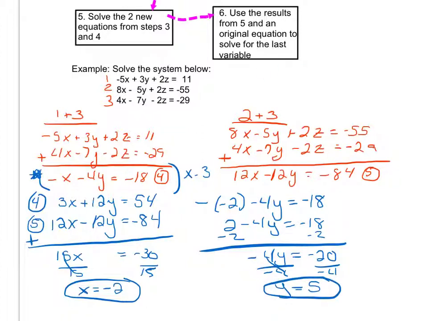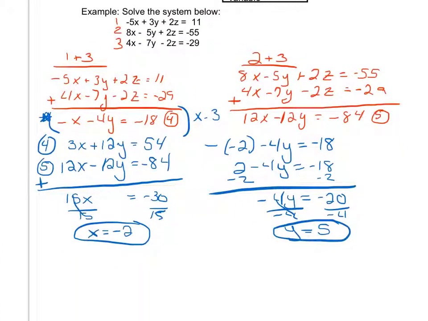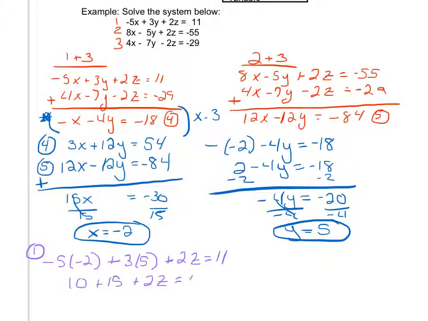So now I've solved for 2 of my variables. Now I'll do my last step. I'm going to take my results, x equals negative 2 and y equals 5, and plug them back into one of my original equations. It doesn't matter which, and that will allow me to solve for my final variable. How about equation 1? Plugging them into equation 1, I get negative 5 times negative 2 plus 3 times 5, plus 2z equals 11. So 10 plus 15 plus 2z equals 11.